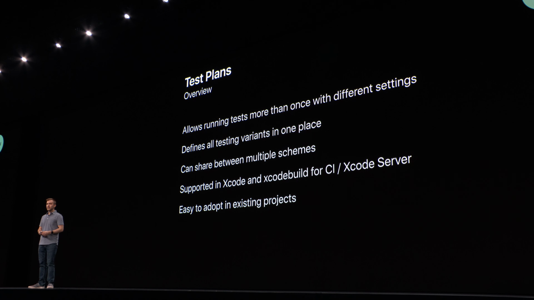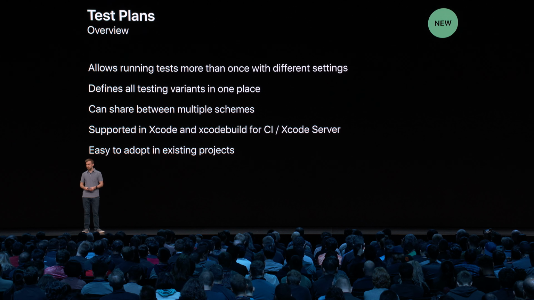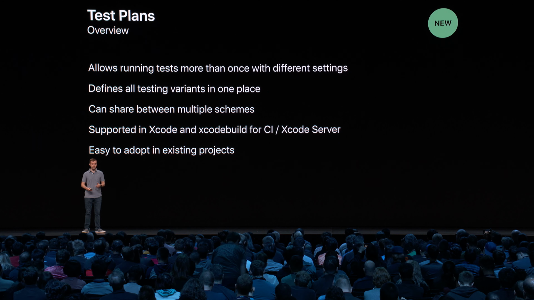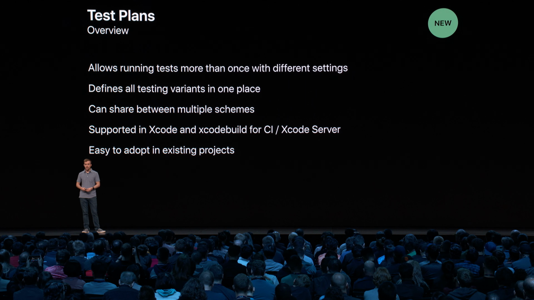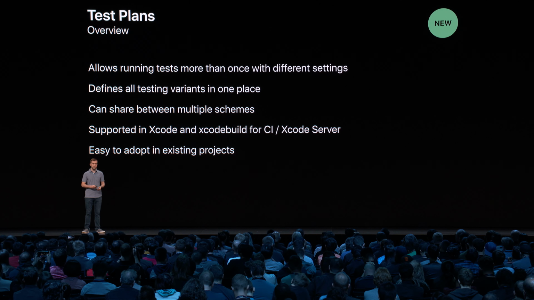So Test Plans allows running your tests more than once with different settings. Using a test plan, you can define all your testing variants in one place, and then you can share that between multiple schemes. Now, if you've previously duplicated your schemes just so that you can run your tests more than once, you might be able to undo that and consolidate your schemes back down to just one using a test plan. So Test Plans is supported in Xcode as well as in Xcode Build for use on continuous integration servers and in Xcode Server. And it's really easy to adopt in existing projects. So rather than keep talking about it, I'd like to go back to my demo project and show you how it works.